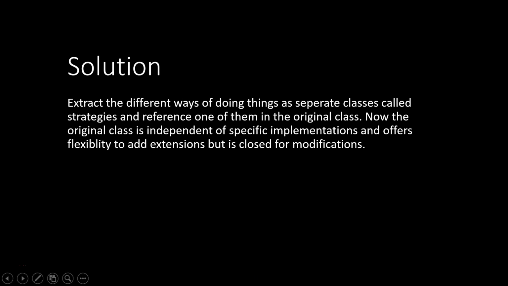To fix the problem, we're going to extract the different ways of doing things, so how we encrypt a message, as separate classes called strategies, and we reference one of them in the original class, so the secret message class. Then the original class is independent of specific implementations and offers flexibility to add extensions, but is closed for modifications. It still can only encrypt the message, but it can do that in many different ways.